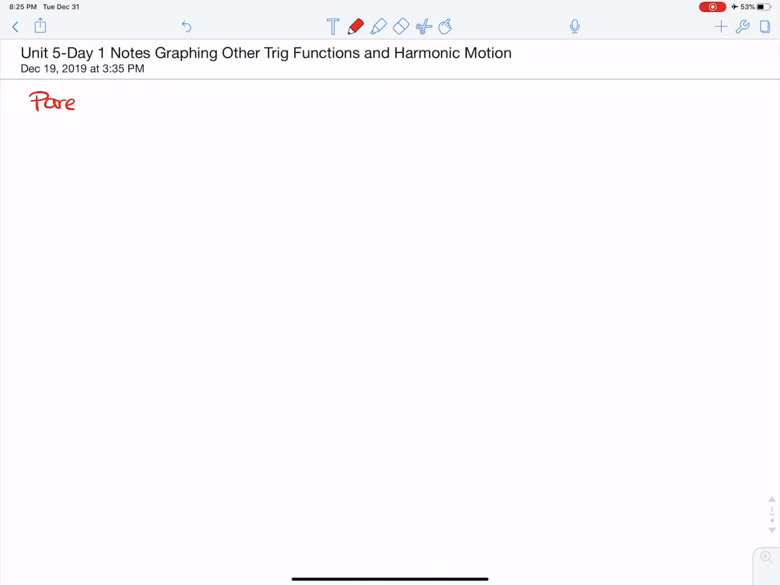We're going to take notes on graphing other trig functions and harmonic motion. So let's start with the parent functions of other functions, and we're going to graph those.